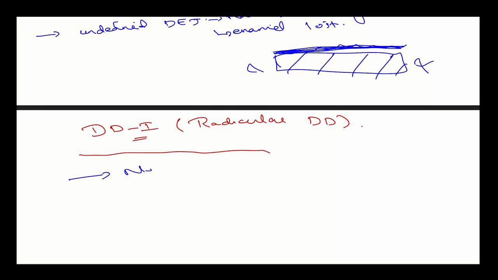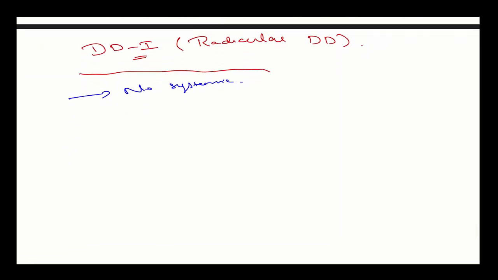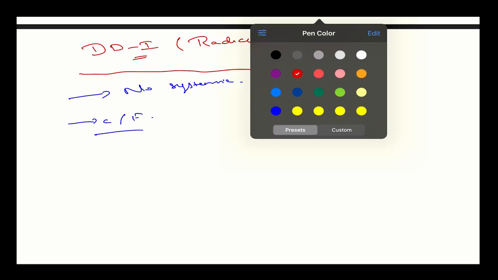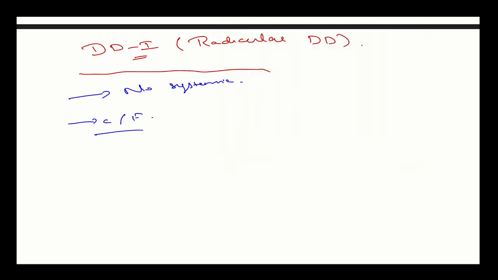So the definitions are all similar. It's a disorder of dentine where there is no systemic correlation, almost the same for all. But now the clinical features are completely different because it is radicular, so it will be associated with the root. The crown will be normal.